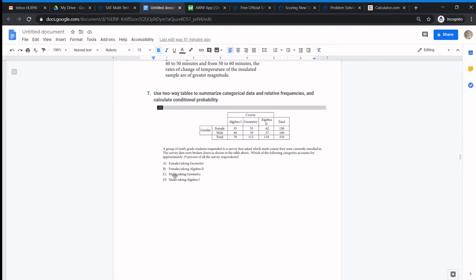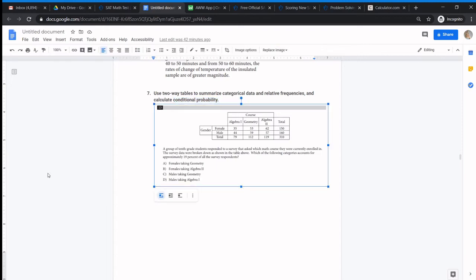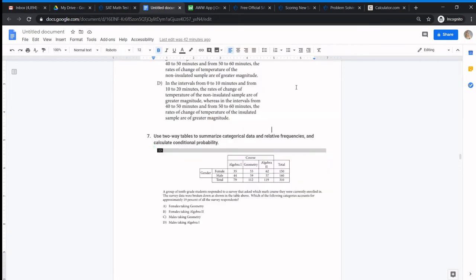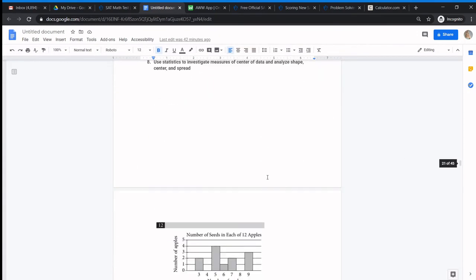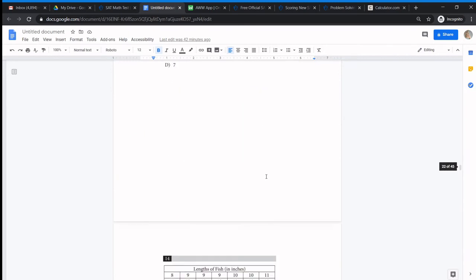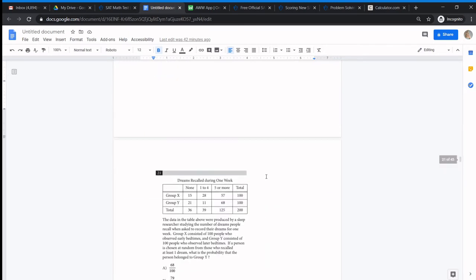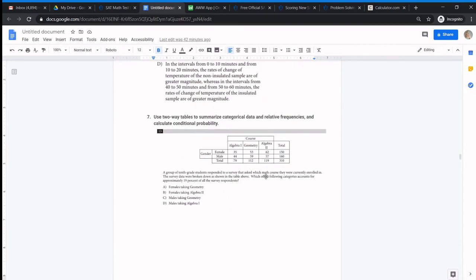Alright, using a two-way table to summarize categorical data and relative frequency and calculate conditional probability. This is something that people might struggle with just because it's something that we don't do too much in school, but it's actually not too bad at all. After doing a couple problems, you should be able to do it perfectly fine. So let's look at it.